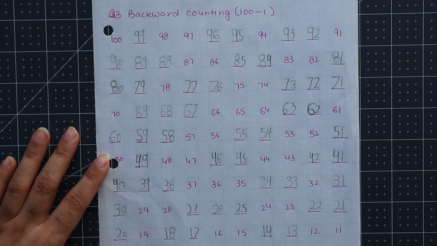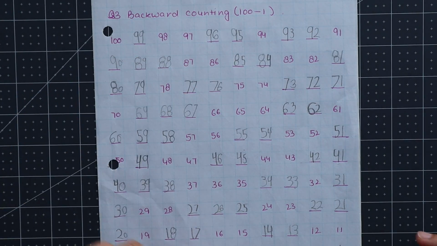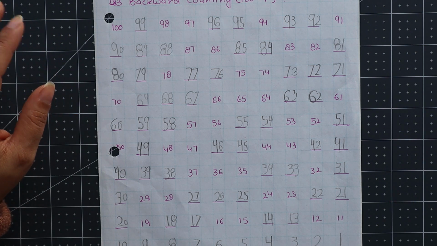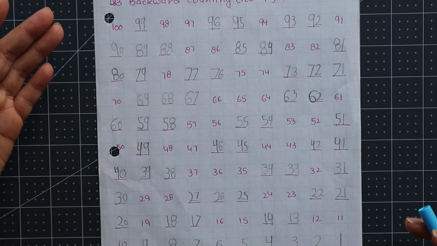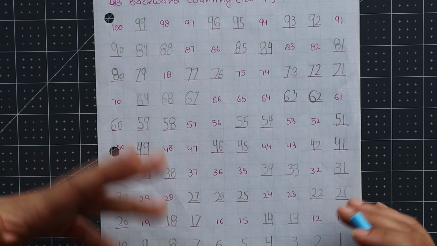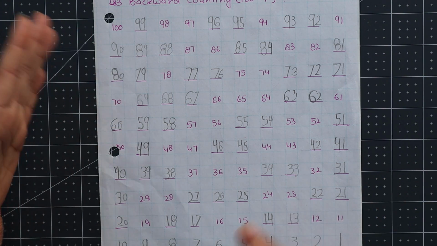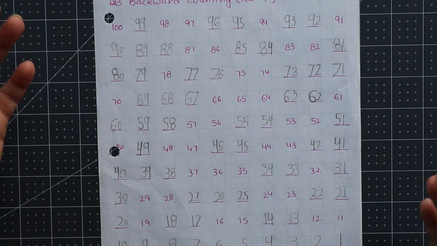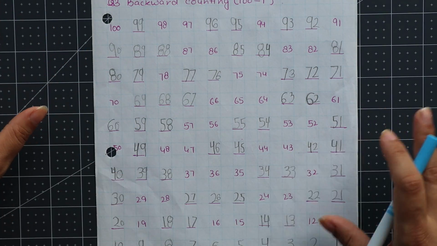Next we have backward counting from 100 till 1, and I gave it to her in the form of missing numbers, as it's too much to ask a child to write from 100 till 1. Every now and then, say once in 2-3 months, I randomly give her number writing practice like backward counting or forward counting, just to revise the concept.